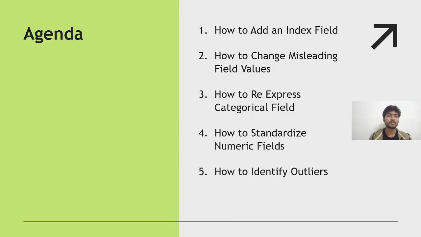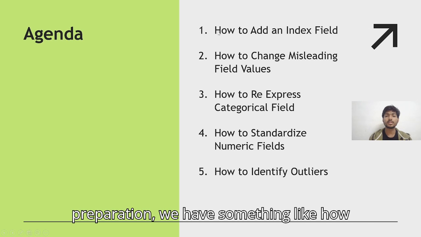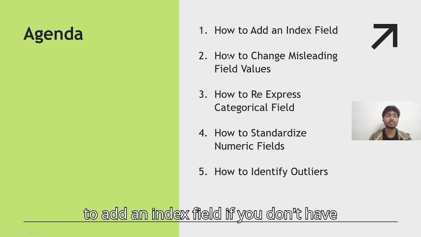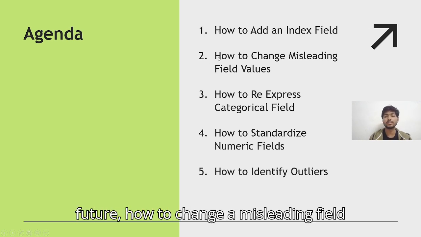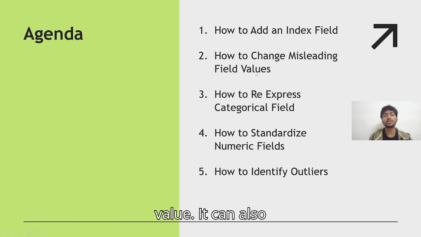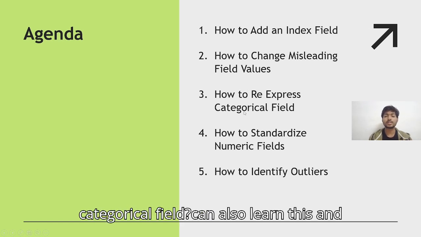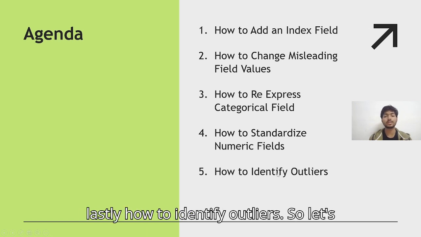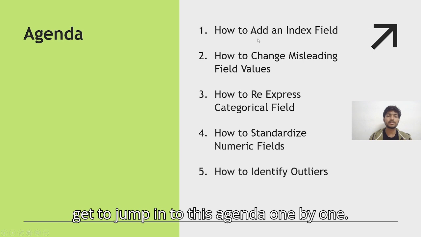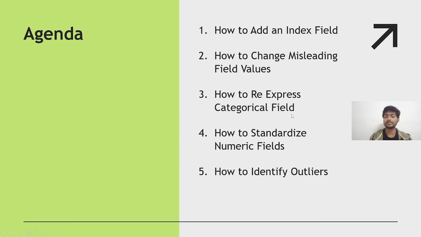In data preparation we have topics like how to add an index field if you don't have one, in case it is required in the future, and how to change a misleading field value, which can lead to misinformation. We will also learn how to re-express a categorical field, how to standardize a numerical field, and lastly how to identify outliers. So let's jump into this agenda one by one.